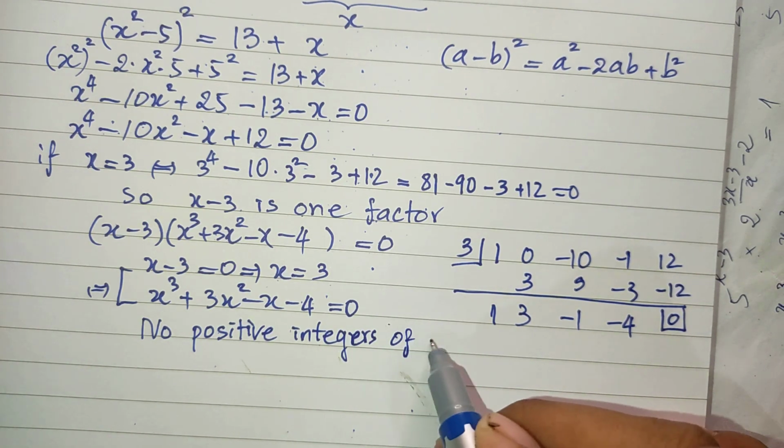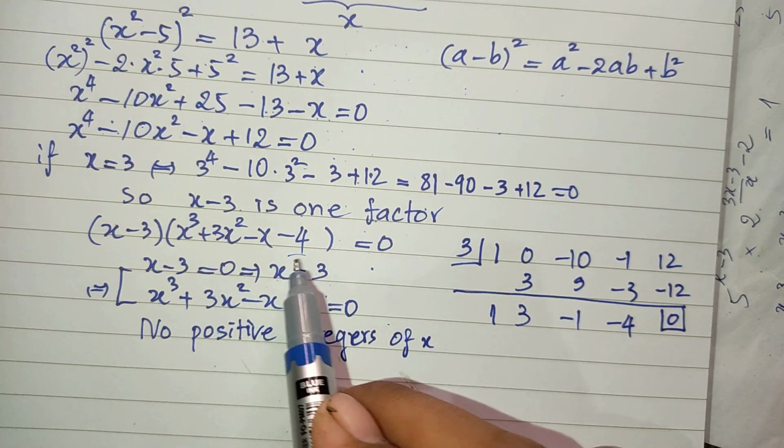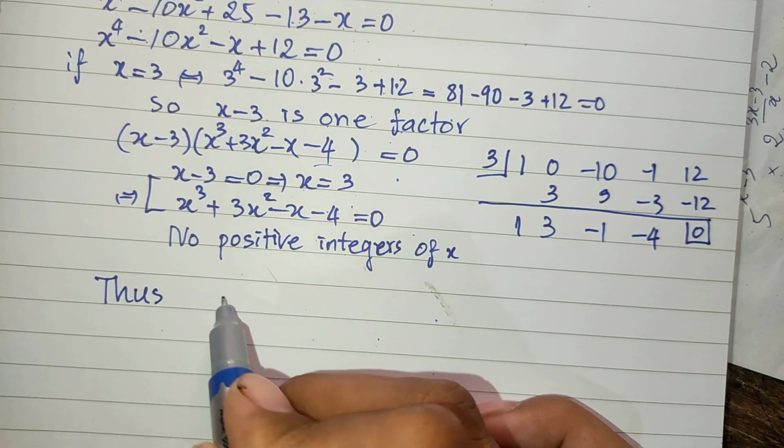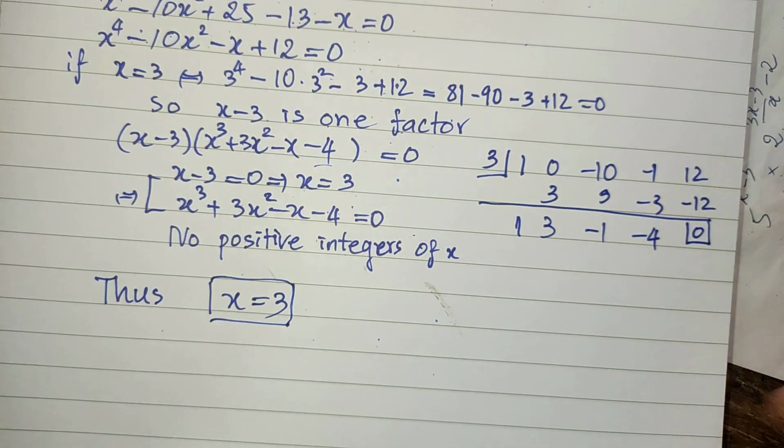So we get only one solution. So h equals 3 is our solution.